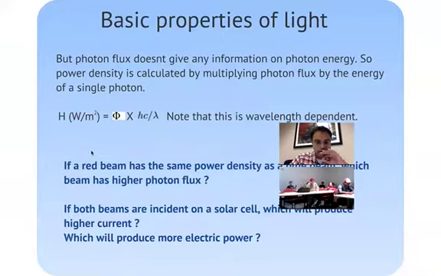Okay, I want you to think about this then before we move on. Okay, just to reiterate this, each of the blue photon has a higher energy than each of the red photon. So I actually need more red photons to match the total power of fewer blue photons. Okay, that's another way to think about it. Does that make sense?